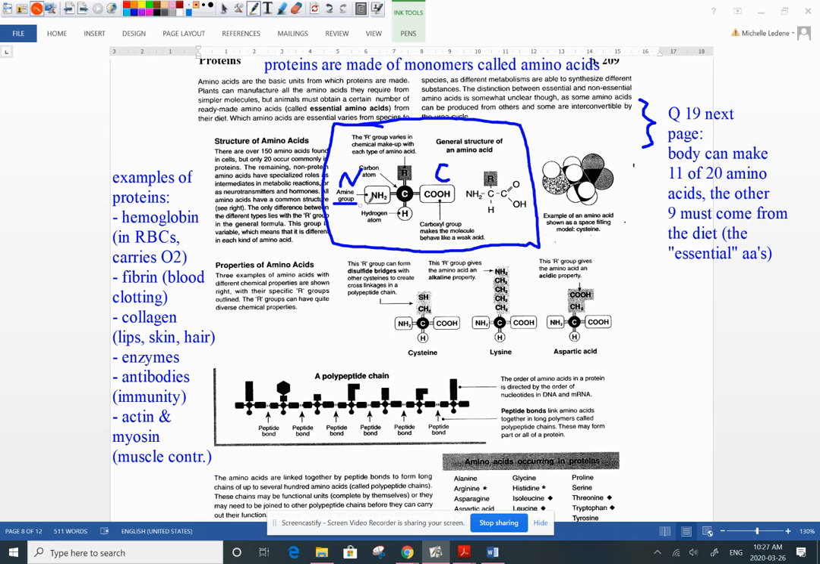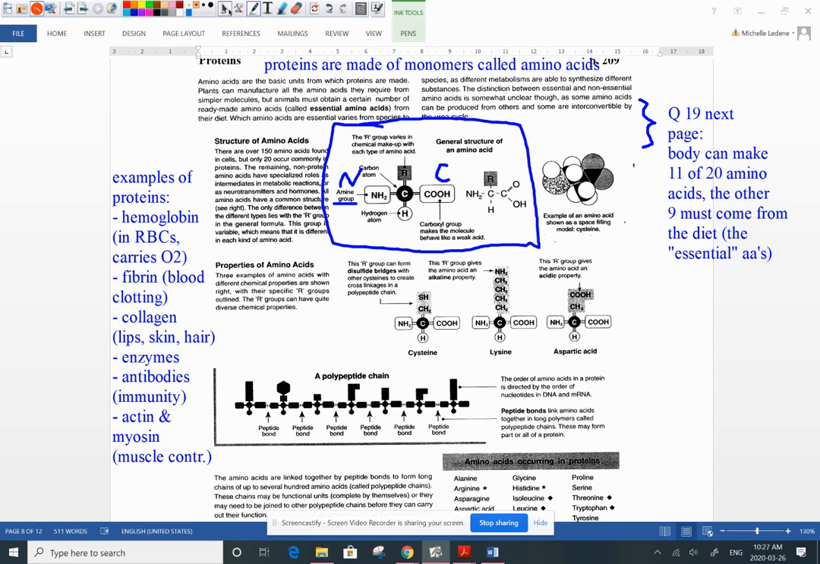NCC is the base unit, the amino acid, the monomer that will hook together to make up the larger polymer, the protein. There's a little bit of information here to help you on question 19 of your next page, and it's also in your textbook. It talks about how your body can make a bunch of amino acids, but the other 9 your body can't make, so they have to come from your diet. We call those the essential amino acids.